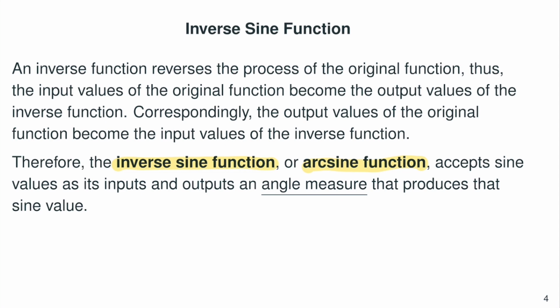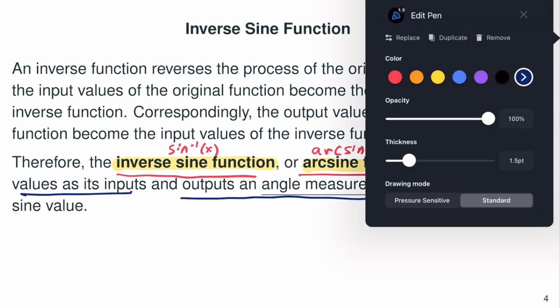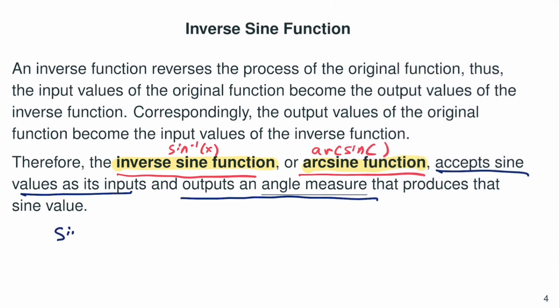Here's the main idea. For the inverse function, we can write sine inverse of x, or we write arc sine. They mean the same thing. The reason why we call it arc sine, I'll explain on the next page. This accepts a sine value as input, and the output is the angle measure. We did previously that when we have the sine of something, this is the angle, and as output we get the sine value.